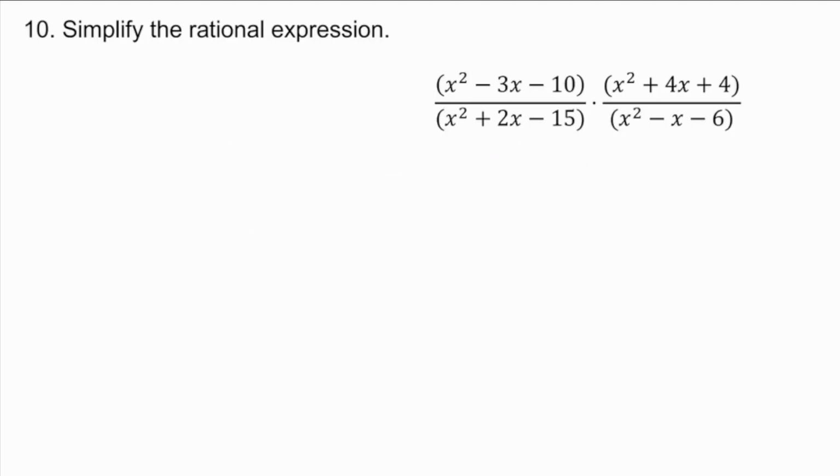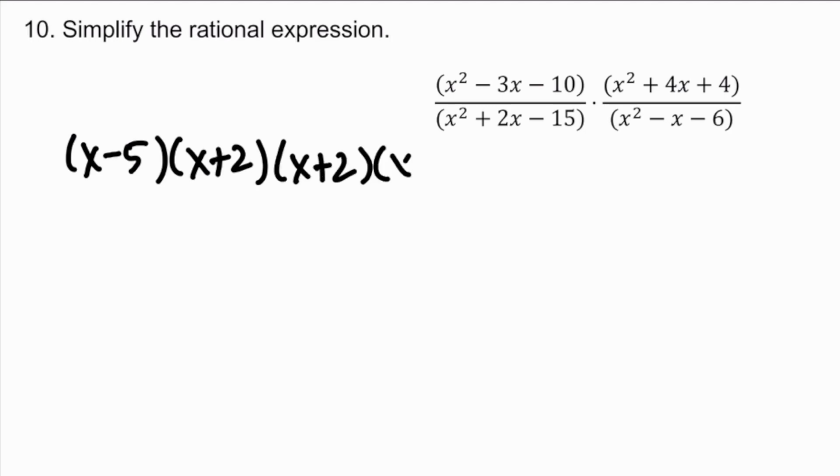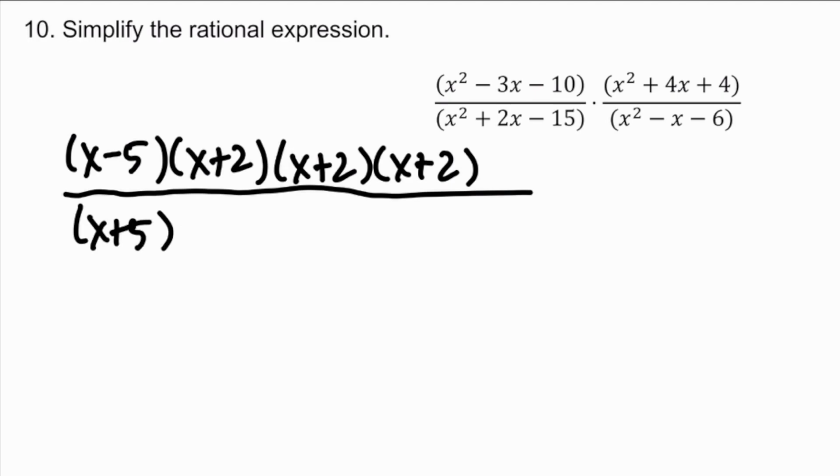All right, here's another simplify the rational expression. So we're going to get more factoring in. We're thinking about numbers that multiply to negative 10 and add to positive 3. That's feeling like negative 5 and positive 2. We're multiplying these fractions, so we're just going to multiply straight across. Two numbers that multiply to 4 and add to 4, that would be positive 2 and positive 2. And then I'm going to divide by, two numbers that multiply to negative 15 and add to 2, be 5 and 3, positive 5, negative 3. So x plus 5, x minus 3.